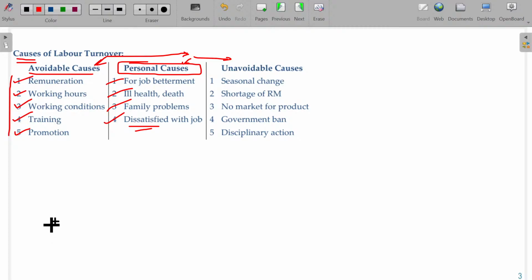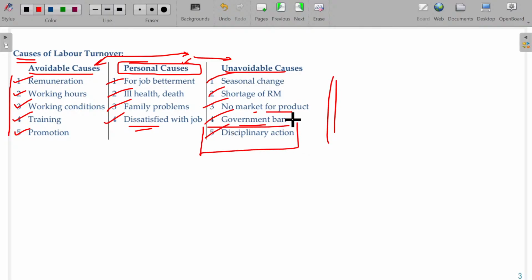Under unavoidable causes, again, it is totally based on the economic situation of the nation, like seasonal change. We don't get the raw material, and there is no market for the product we manufacture. The product is suddenly banned by the government, we cannot manufacture anymore, and we may sometimes take disciplinary action on an employee who is not doing well. So these are the reasons called unavoidable causes. So you group the reasons for labor turnover into avoidable and unavoidable.